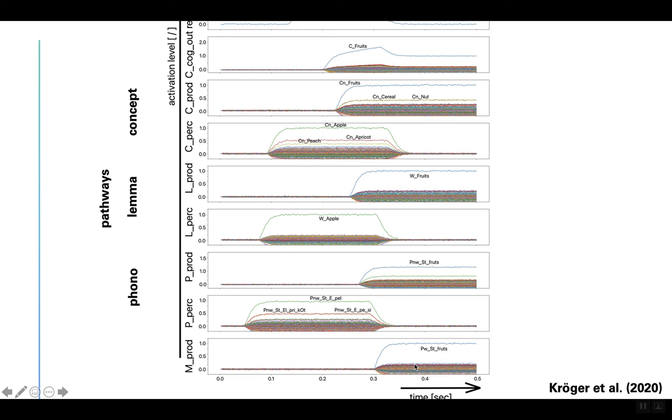Here we have again the same things. The associative memories work the same. The correct word is passed down to the motor level. Here for the input the same. The correct phonological input apple is passed upwards to the concept level. But in addition, at each of these levels, the concepts and the phonological level, we have the co-activation of similar items: for fruit, cereal and nut; for apple, apricot and peach.